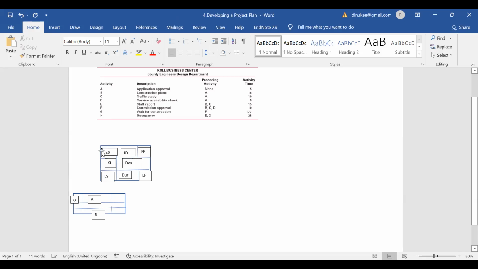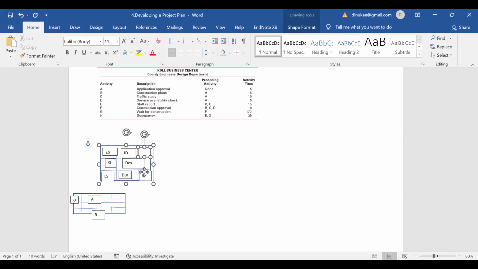So I have put the early start time and the duration. When you are going to calculate the early finish time, you have to take the early start time and add the duration to the early start time. Then after you can get the early finish time. So the early finish is how much for this activity?